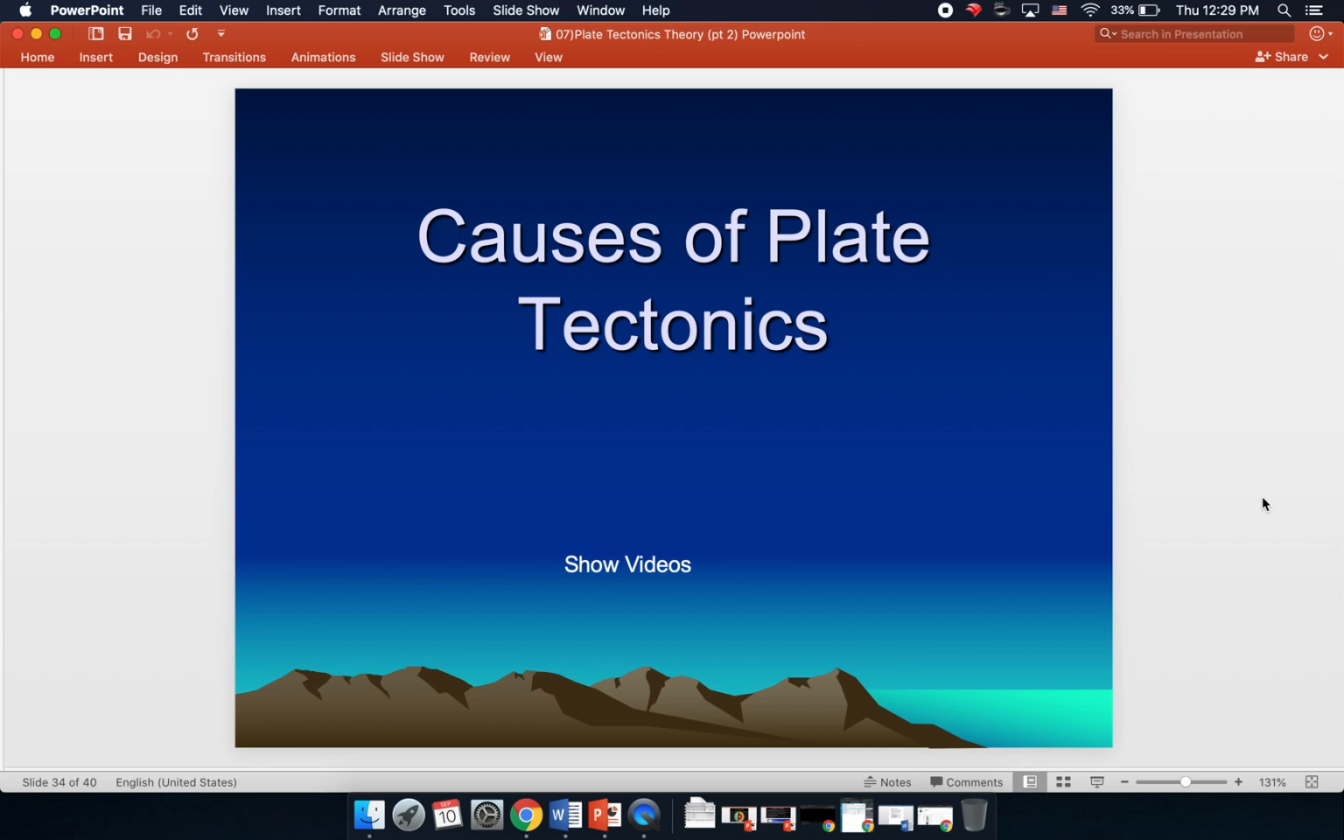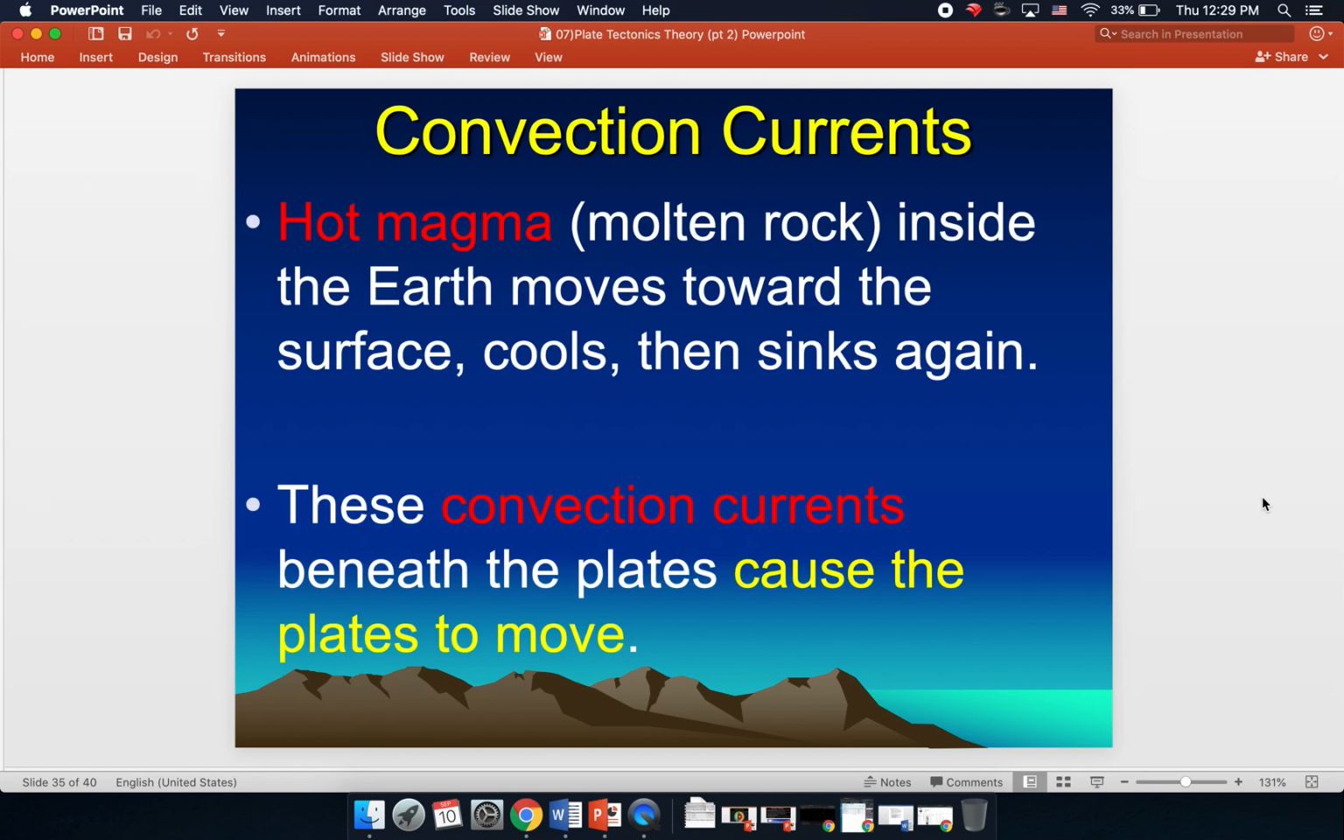All right, let's talk now about the causes of plate tectonics. We mentioned this earlier when we were talking about the history of the development of plate tectonic theory, and now let's go a little more in depth. The main cause of the movement of the plates is convection currents inside the earth. Hot magma, which is molten or melted rock inside the earth, moves toward the surface, cools, and then sinks again, and continues to do this in a cycle over and over again. We call this convection currents, of course. These convection currents beneath the plates are what cause the plates to move.